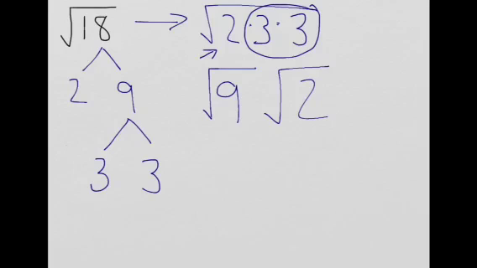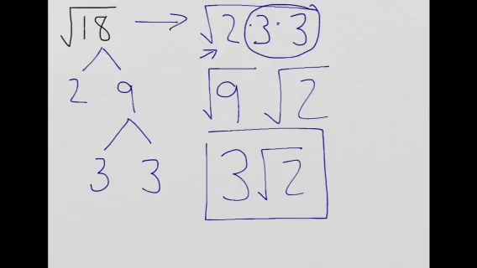So the square root of 9 becomes the number 3, and the square root of 2 stays square root of 2. So in essence, what we have is the square root of 18 can be written as 3 times the square root of 2. So this right here would be the simplified version of the square root of 18. We would go with 3 times the square root of 2.